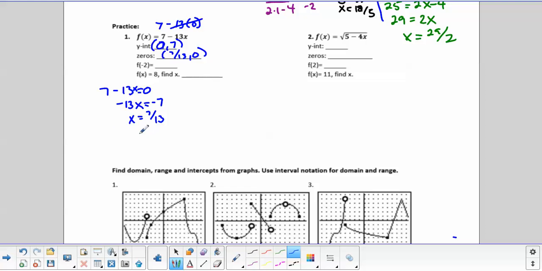F of negative 2 is when you substitute negative 2 for your x. So f of negative 2 is 7 minus 13 times negative 2, which is 7 plus 26, 33. And f of x equals 8, so your answer is 8. 7 minus 13x equals 8. Subtract 7. Negative 13x equals 1. And divide.